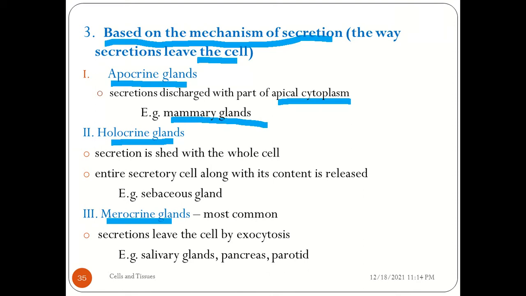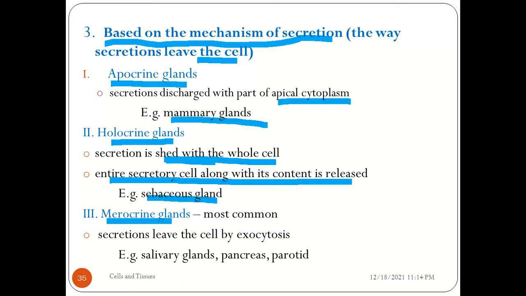The other is holocrine glands. Their secretion is shed with the whole cell. This is the apical cytoplasm, and this is shed, the whole cell. This type of gland is holocrine glands. An example is the sebaceous gland, which is found in the ear. So the entire secretory cell along with its content is released. These are holocrine glands, like the sebaceous gland.